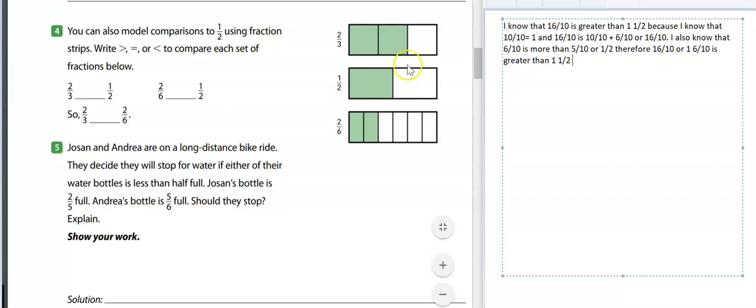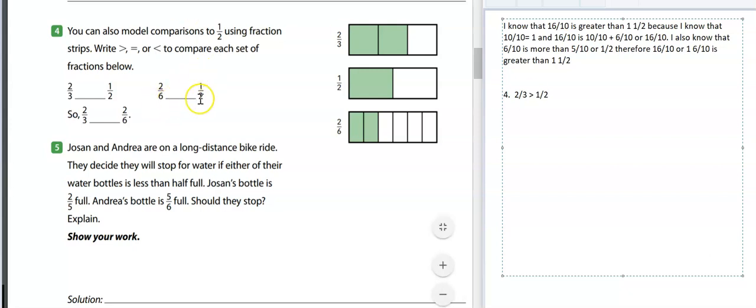It goes over this much right here. So I'm going to write it on the right hand side, and you're going to write it in the actual place right here. You're going to put the greater than symbol, and the greater than symbol is right there. So for the first one, you're going to put 2/3 is greater than 1/2. Let's go to our next one.